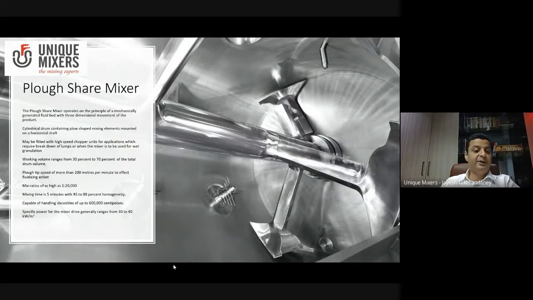Now that it has so many features and is capable of doing so many things, it is high on power. So specific power for the plowshare mixer is generally in the range of 30 to 40 kilowatt per meter cube.